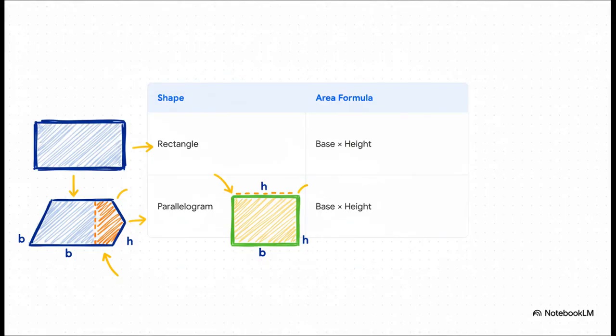So when you look at the formulas side by side, it all just clicks. For a rectangle, we use its base and its height. And for a parallelogram, well, it's also base times height. Turns out they're the same idea. One of them was just wearing a really clever disguise.